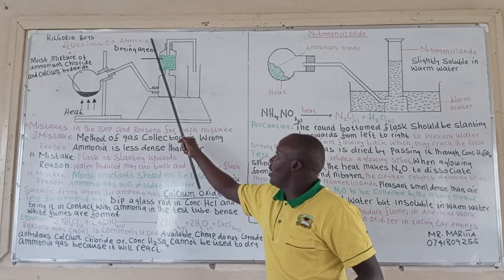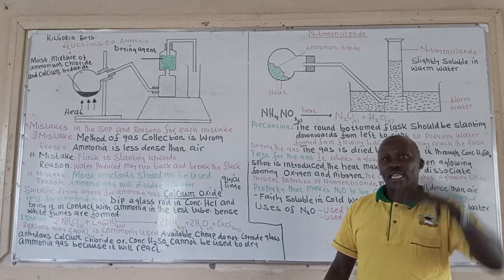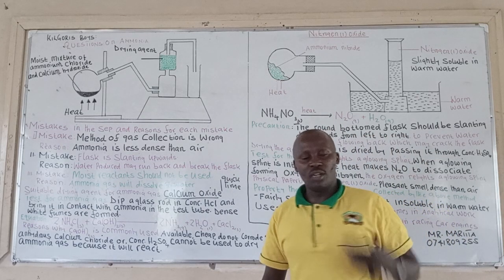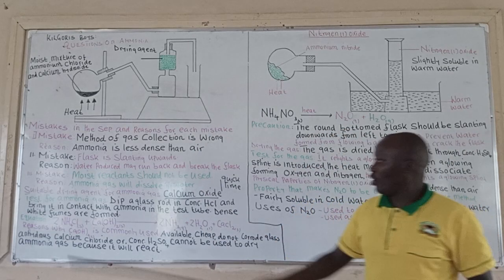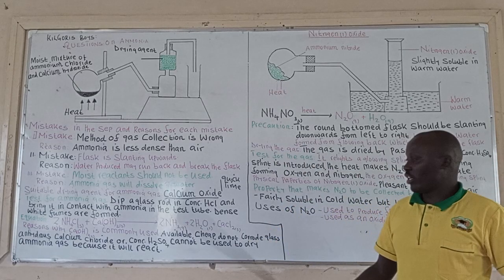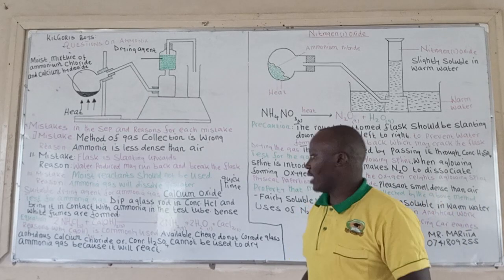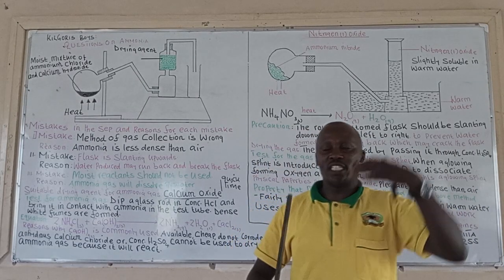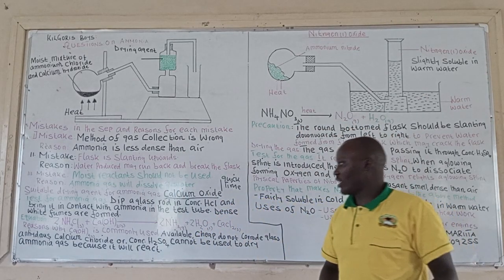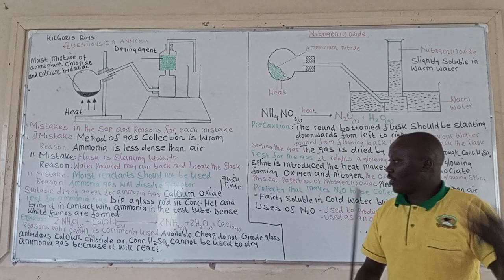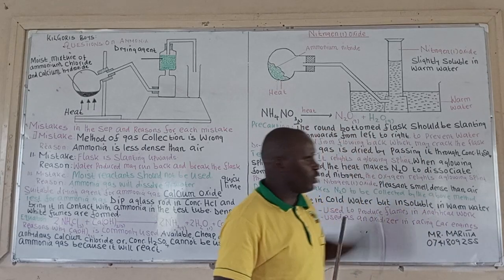Then we have that the most suitable drying agent for ammonia gas is calcium oxide. Why can concentrated sulfuric acid not be used? Why can anhydrous calcium chloride not be used? Anhydrous calcium chloride and concentrated sulfuric acid cannot be used to dry ammonia gas because ammonia gas will react with concentrated sulfuric acid to form ammonium sulphate, and it can react with anhydrous calcium chloride. Therefore, those two reagents cannot be used to dry ammonia gas.